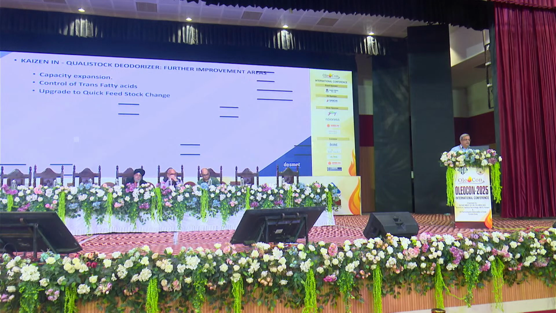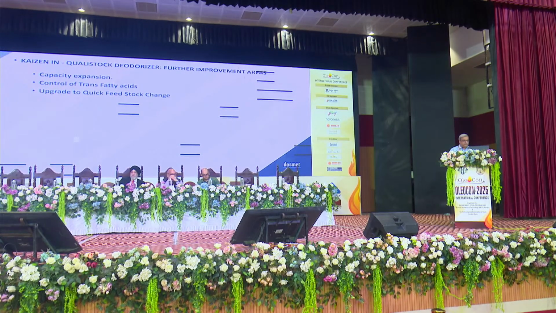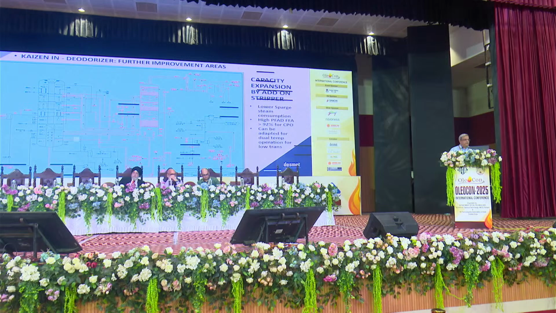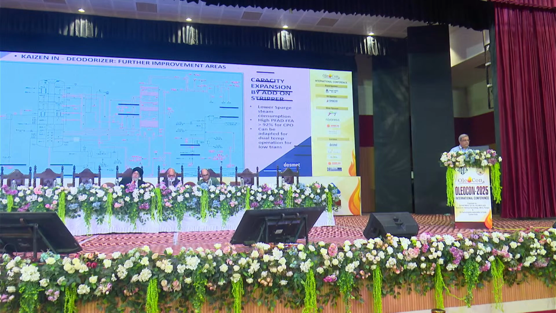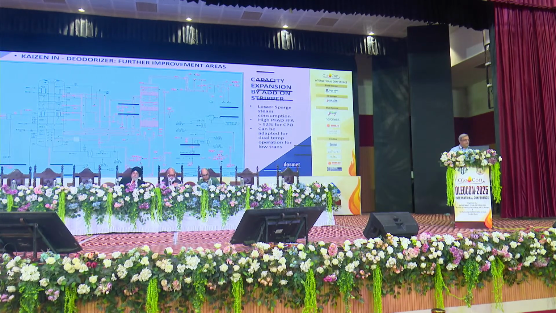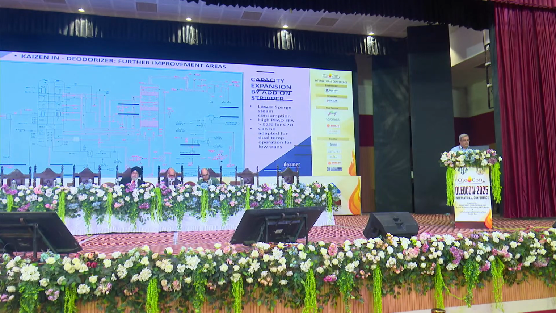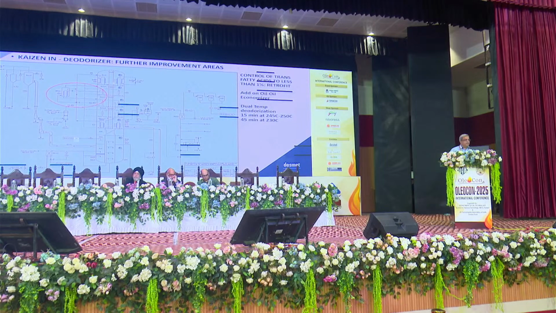Within the deodorizer can also be improved for capacity expansion straight away, control of trans fatty acids, which is the current regulation, and upgrade to quick feedstock change system. Typical example, I will not go into the details, but addition of a simple stripper can reduce the motive steam and open steam consumption, can improve the FFA of fatty acids, can also improve the capacity of this plant by 20–30% very easily.